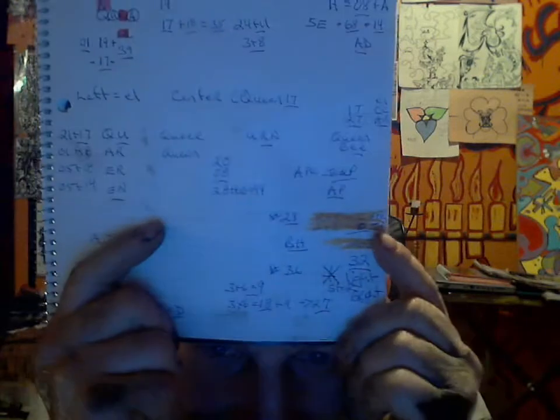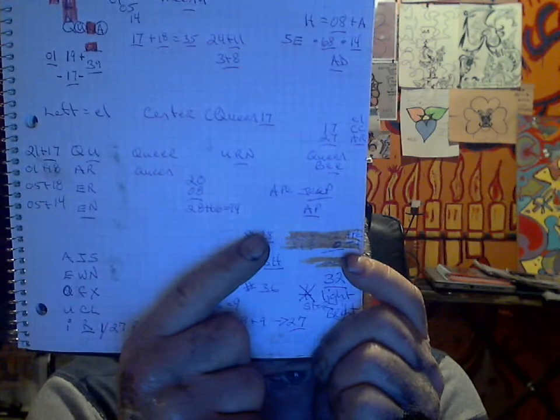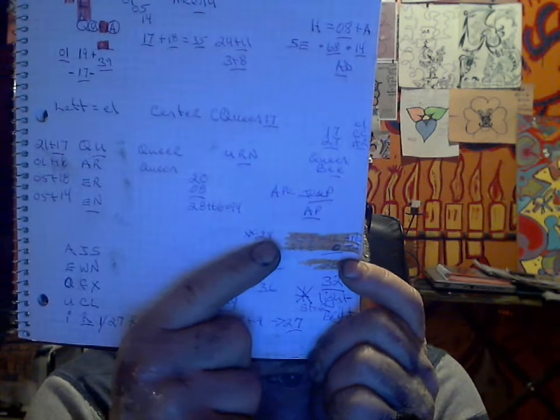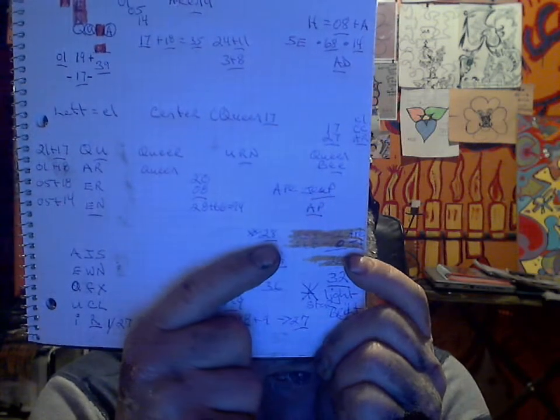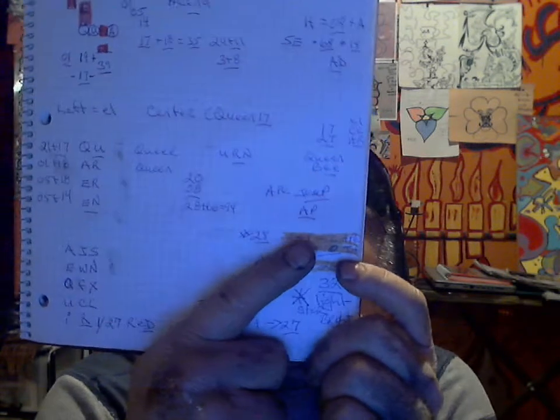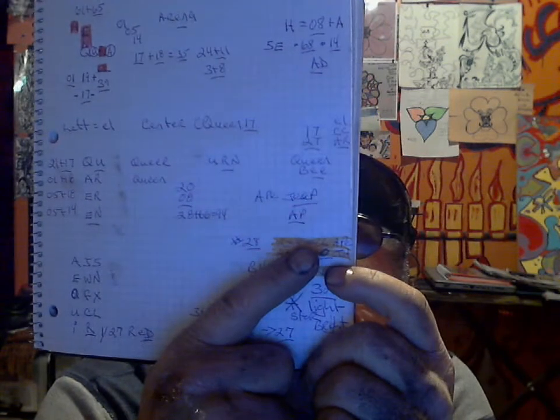Let me see if I have enough light to represent this. I'm just going to jump off this to the moon. The moon is 28. 2 times 8, 2 plus 8 is 16. 16 becomes the light, okay?